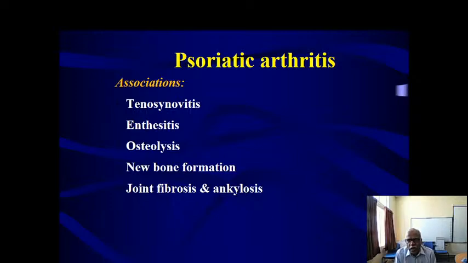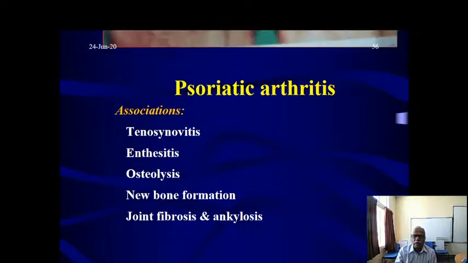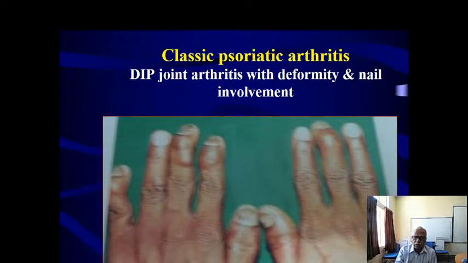So, psoriatic arthritis will be associated with tenosynovitis. Then enthesitis. Enthesitis is inflammation of the tendon where it gets inserted onto the bone. That's called enthesitis. And there is osteolysis and new bone formation, and there is joint fibrosis causing ultimately ankylosis, that is restricted movements. This is classical psoriatic arthritis. Distal interphalangeal joint is involved, producing swan neck deformity.